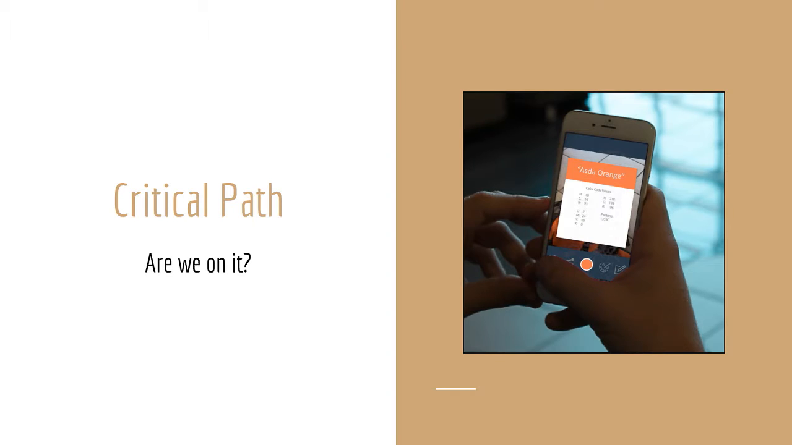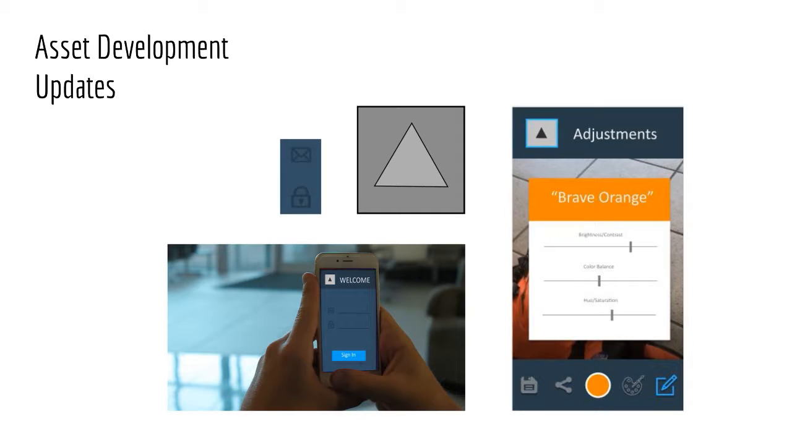So then we have to ask ourselves, the critical path, are we on it? And I would still say yes, because ultimately our MVP is an app that you aim the camera at a color and it tells you the exact color code of that object and name. So I would say yes, even though we've had to adjust stuff, we're still on the critical path of what we're trying to create.